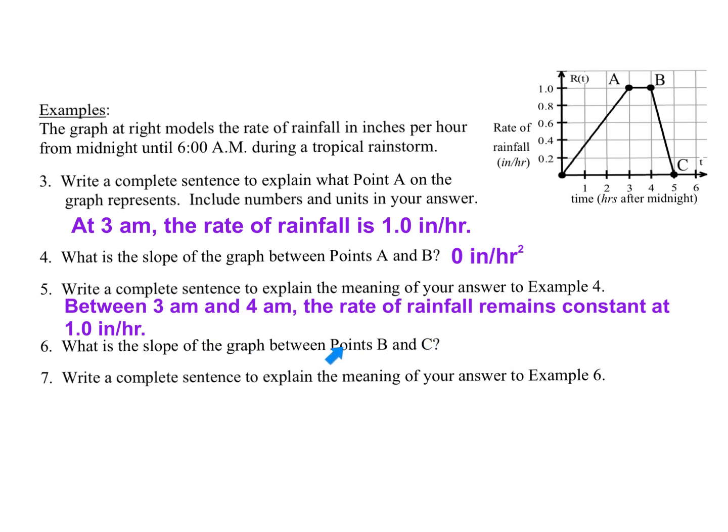All right, somebody new, can we have some male representation here, please? No offense, ladies. Number 6, points B and C. What is the slope? Negative 1 inch per hour squared.